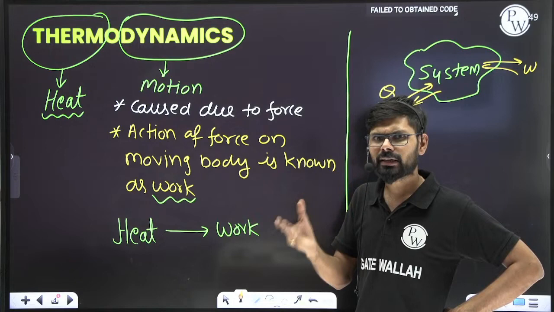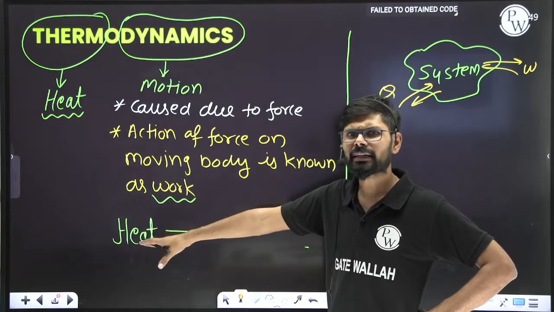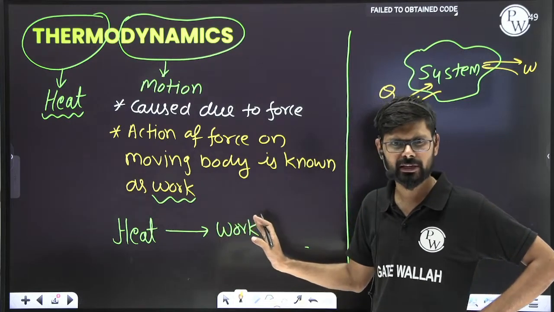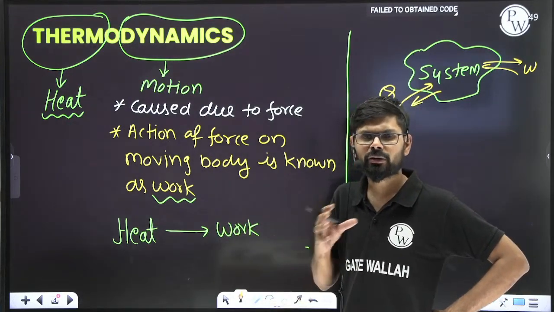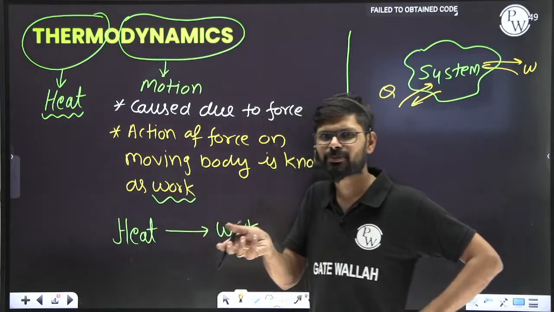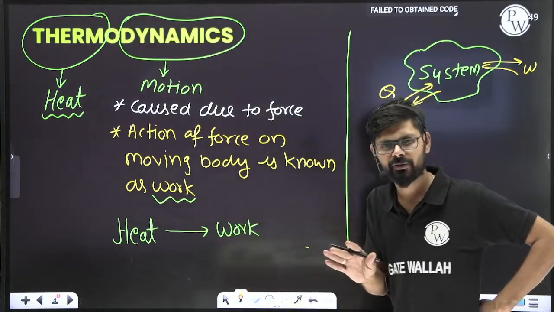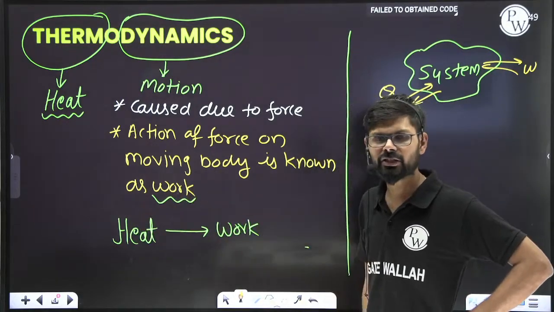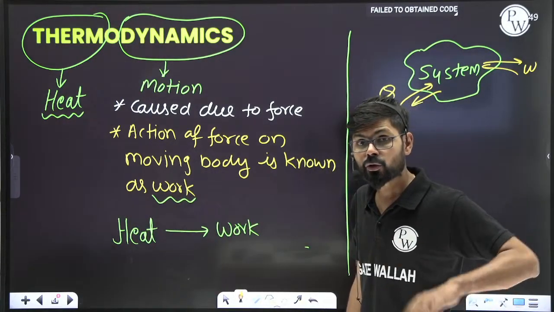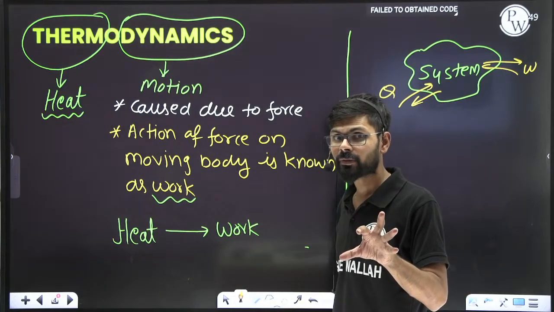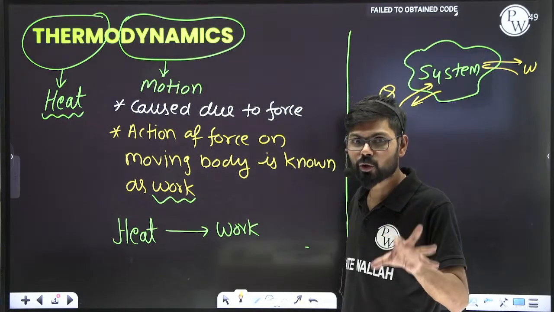We already studied that complete heat cannot be converted into complete work. It's not possible to convert the complete amount of heat into the complete amount of work. Actually, in some processes it's possible, but continuously, for a cycle, it's not possible. So basically complete conversion is not possible, and only a part of heat is going to convert into work.